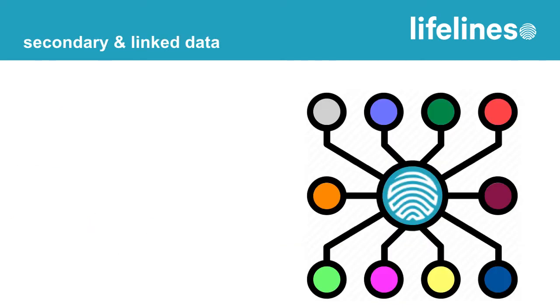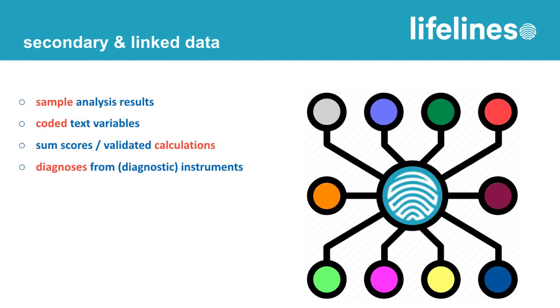We also release secondary and linked data. So secondary data is data that is derived from primary data that we collected directly from our participants. So you can think of results from sample analysis. You can think of codes. So we ask a lot of open text questions like what type of cancer have you suffered from? And then we code this open text field into something that you can use for your analysis.